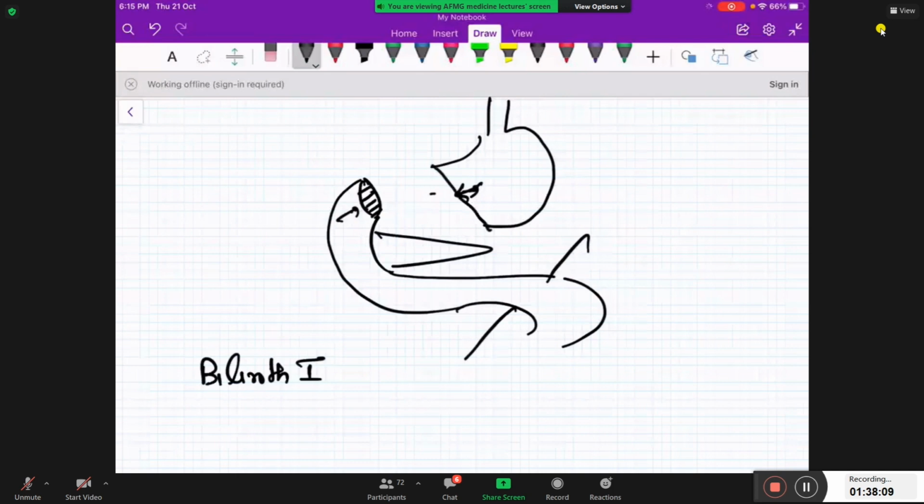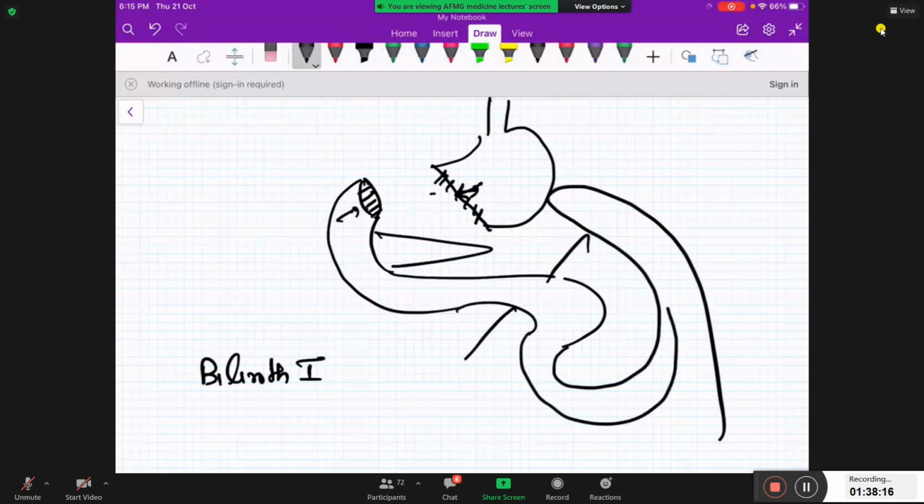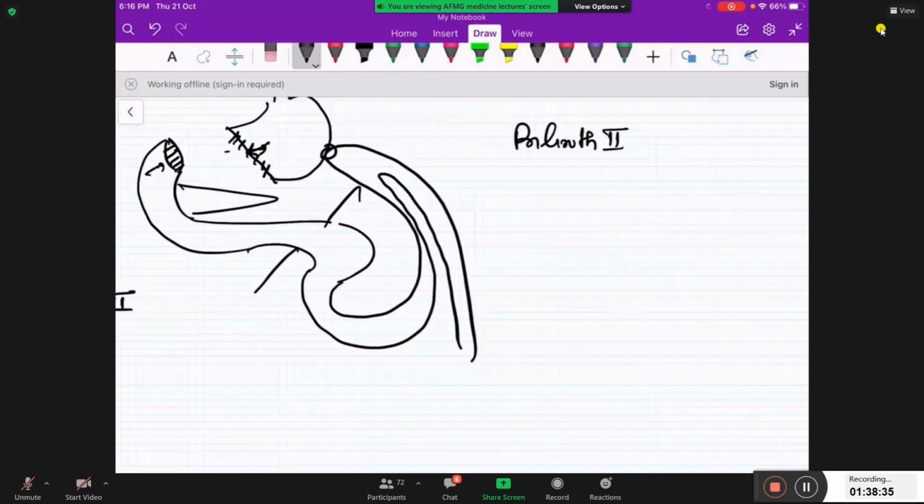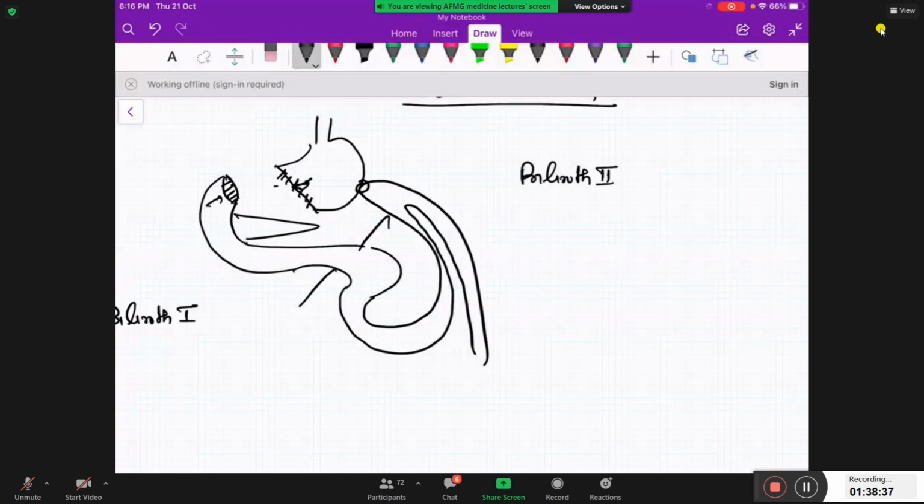We started closing this part of the stomach, and we started anastomosing jejunum to the stomach like this. And this surgery was named as Billroth 2, right? But we have stopped doing Billroth 2 also. Now what we do, and this is something you have to understand.